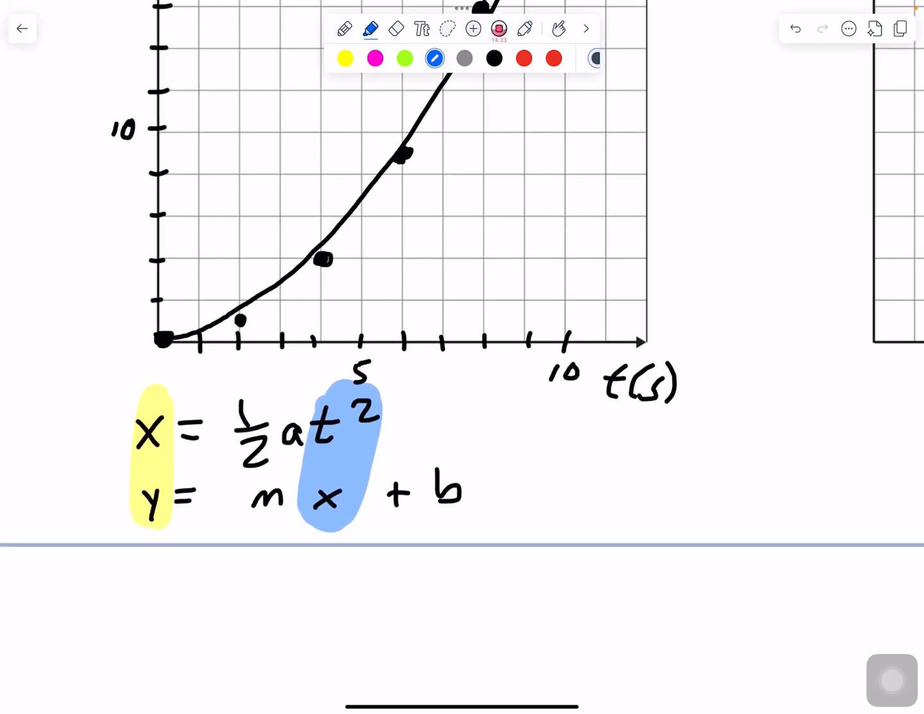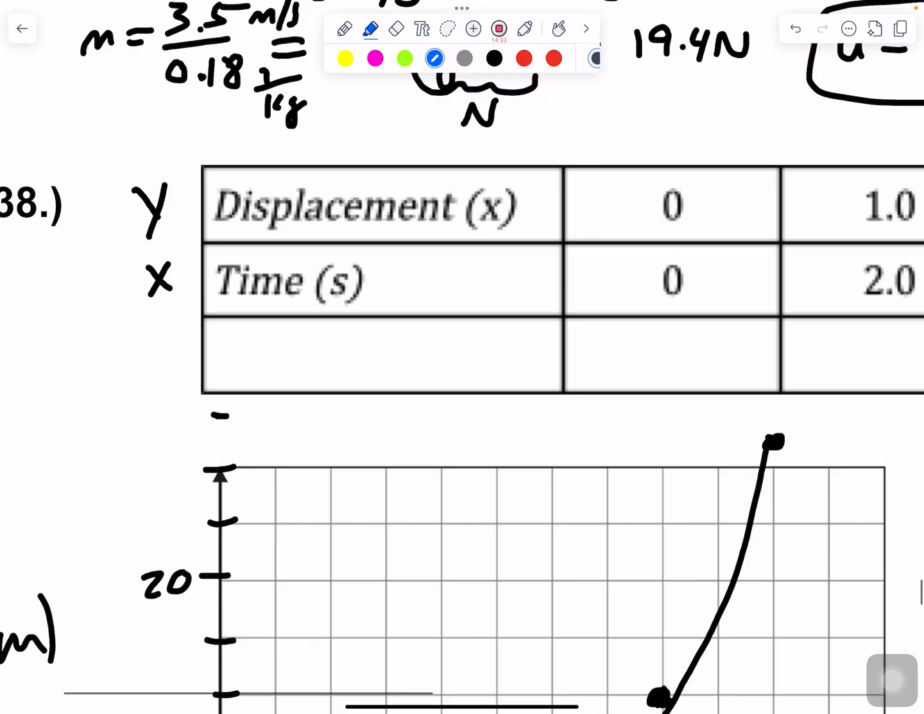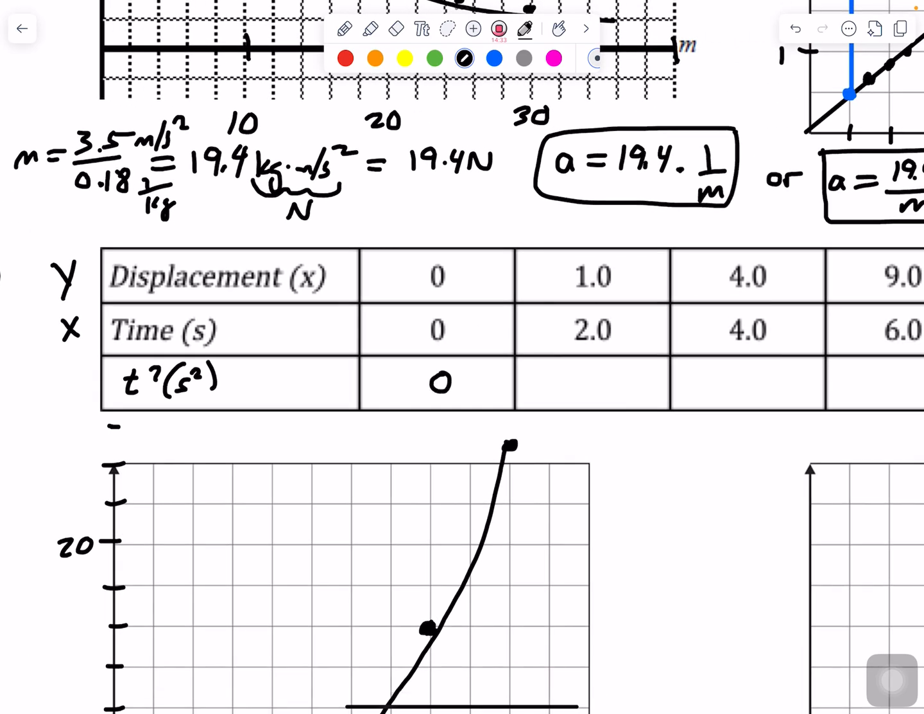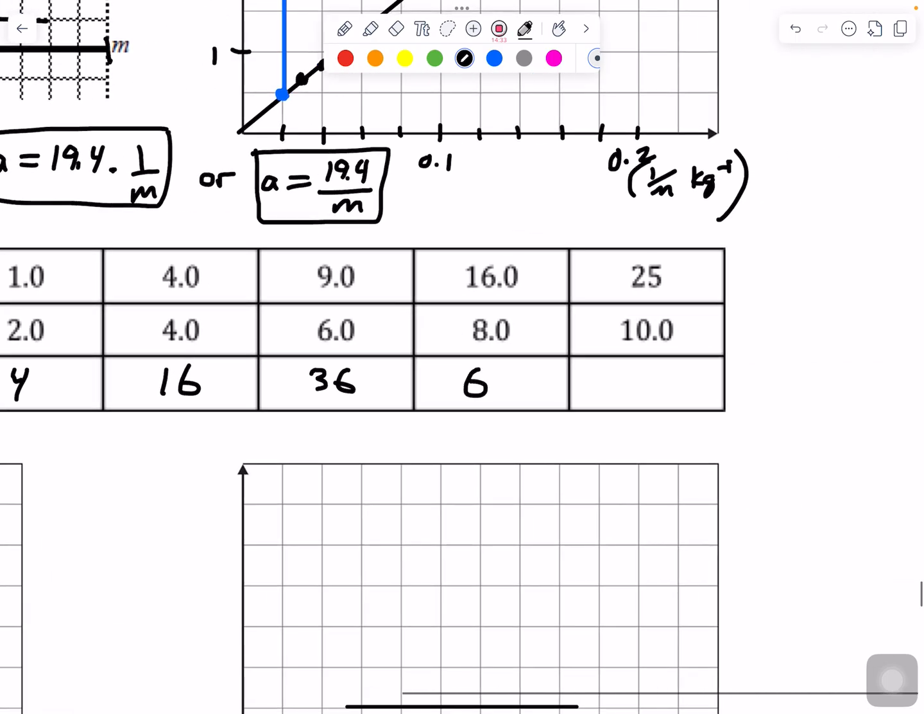x on the y-axis. Instead of t on the x-axis, we'll plot t squared. Which would be seconds squared. So this would be 0, 4, 16, 36, 64, and 100.